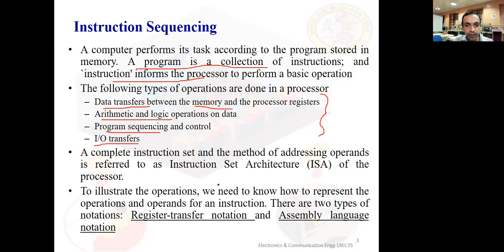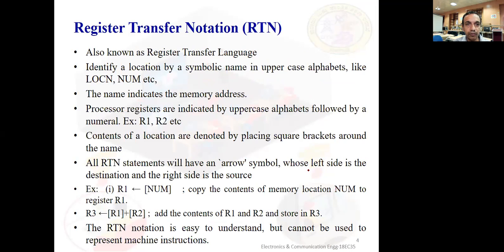To illustrate these operations, we need to know how to represent the operations and operands. There are two types of notations. One is known as register transfer notation. The other is known as assembly language notation. So we'll go to register transfer notation, RTN, also called RTL.